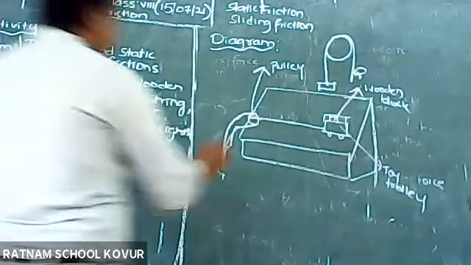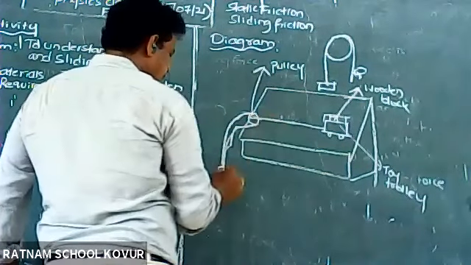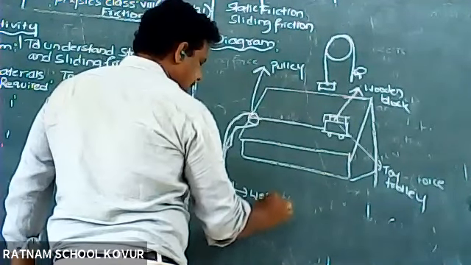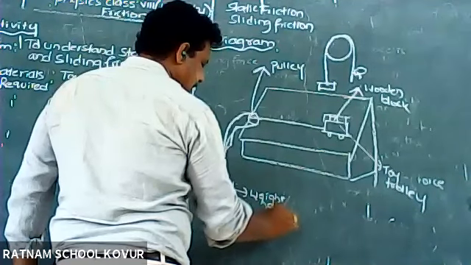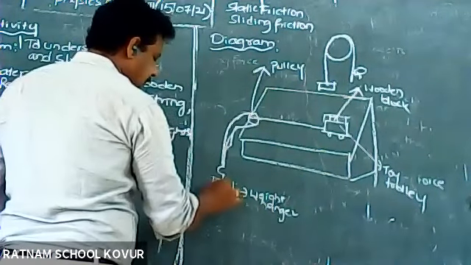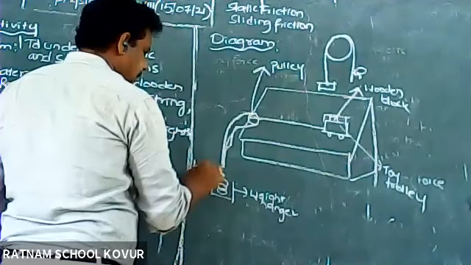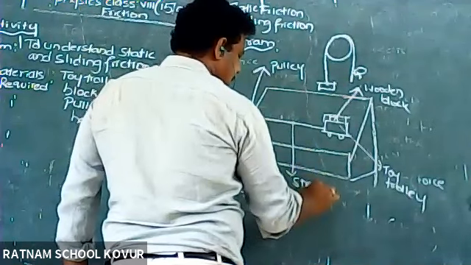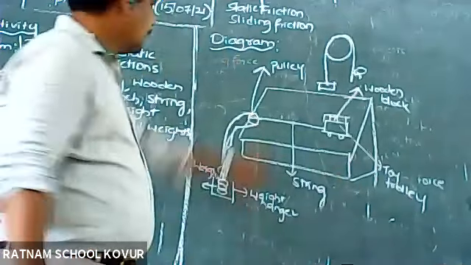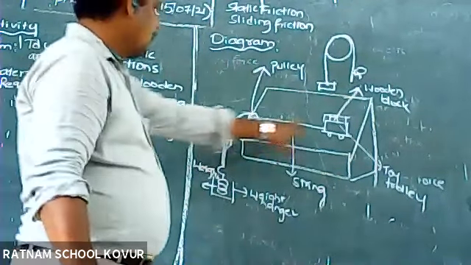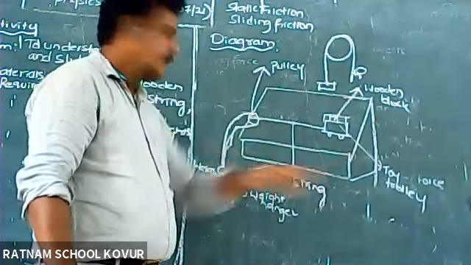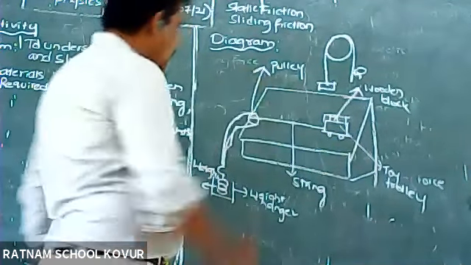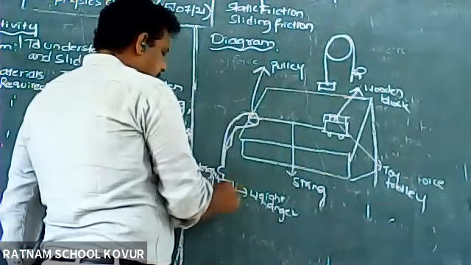So this is the pulley. For this pulley, you tie the trolley and keep it here. This is the weight hanger, and you keep weights here. These are weights, and this is the string. Let me explain once again. This is a table and you have kept one trolley. Trolley means just like a vehicle. To this trolley, you have attached the pulley, and to that you have attached the weight hanger and you keep weights.